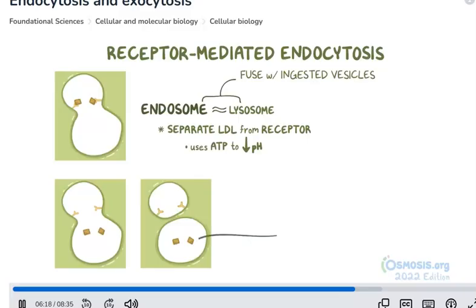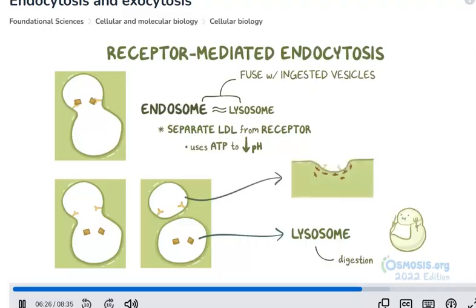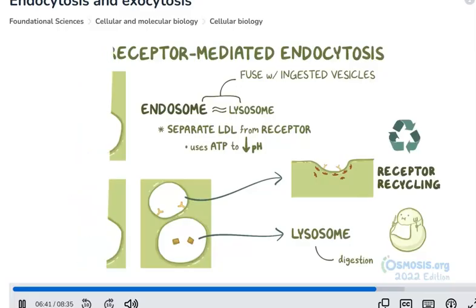The LDL-filled vesicle goes to the lysosome for digestion, while the one containing the receptors goes back and releases the receptor back on the surface of the cell membrane. This is called receptor recycling because now the LDL receptor can bind to another LDL molecule and the cycle can repeat itself. It's kind of like washing and reusing a dish instead of buying new plates for every meal.